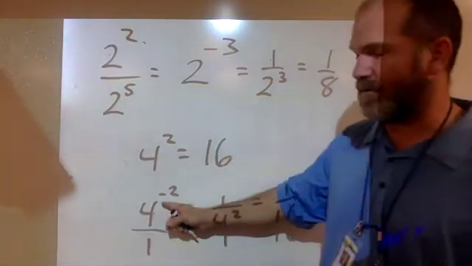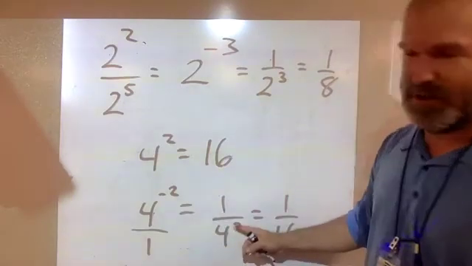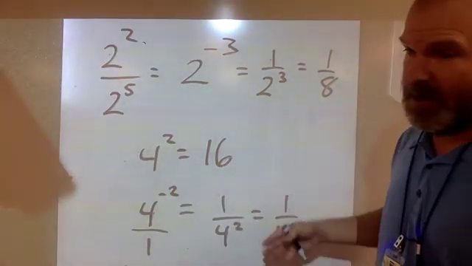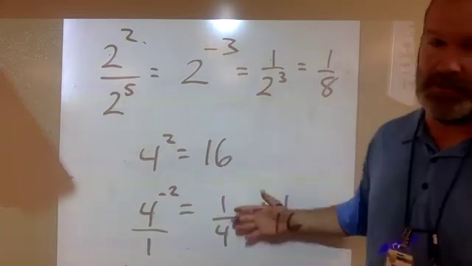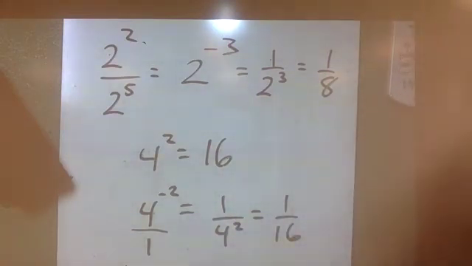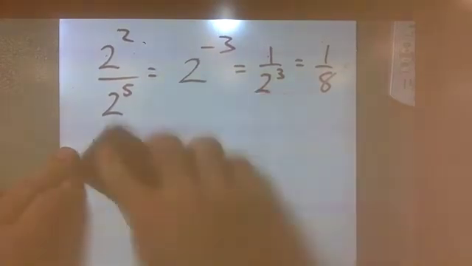If they say, what is 4 to the negative 2? Your answer might be 1 over 4 squared, or it might be 1 over 16. They won't give you both, but they could give you either or. So you've got to recognize that those are both correct. All right, I kind of raced through that. That's pretty much all the rules.